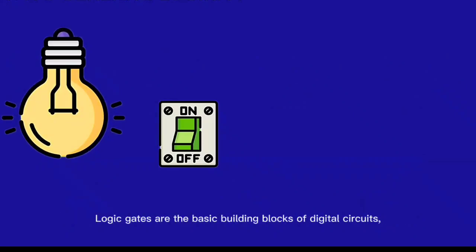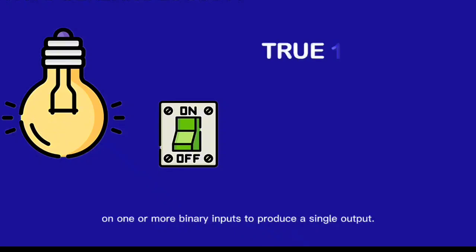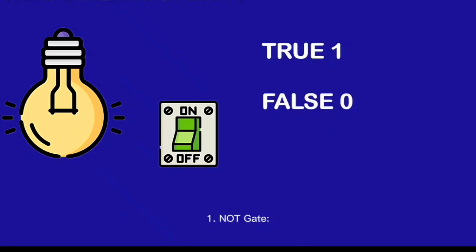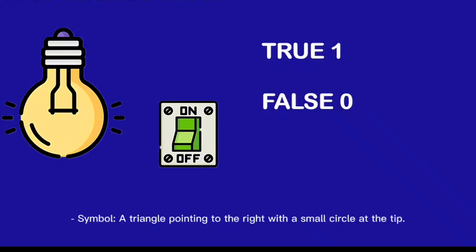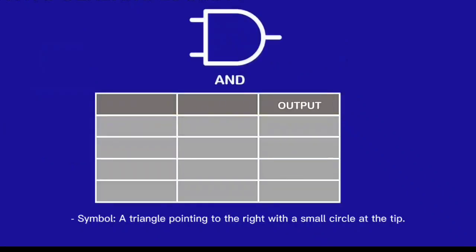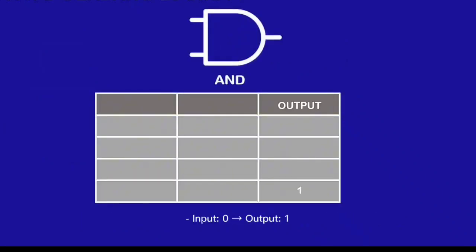Logic gates are the basic building blocks of digital circuits, performing fundamental operations on one or more binary inputs to produce a single output. 1. NOT gate. Function. Inverts the input signal. If the input is 1, true, the output is 0, false, and vice versa. Symbol. A triangle pointing to the right with a small circle at the tip. Truth table. Input, 0 output, 1. Input, 1 output, 0.